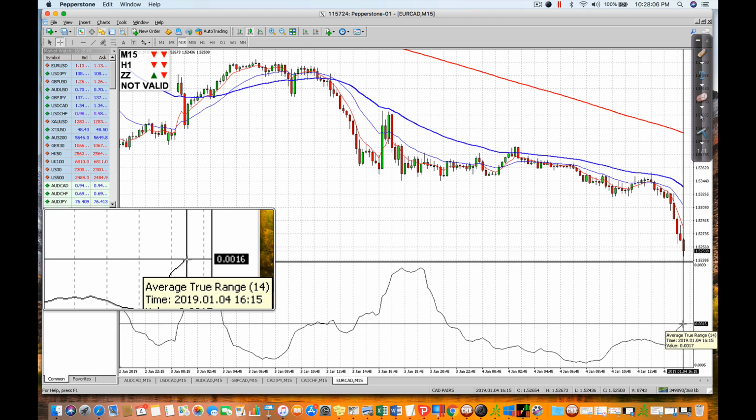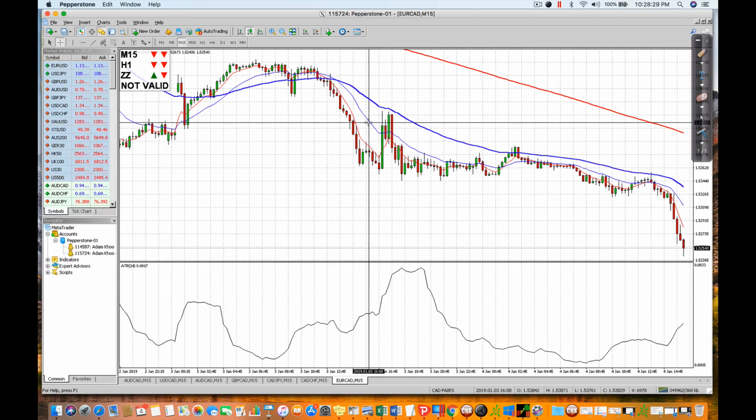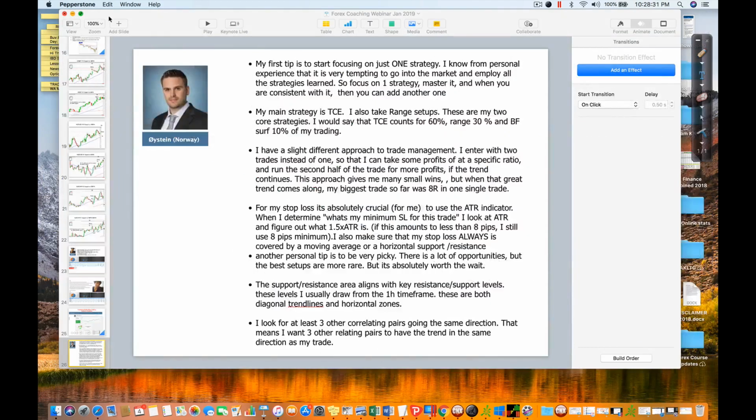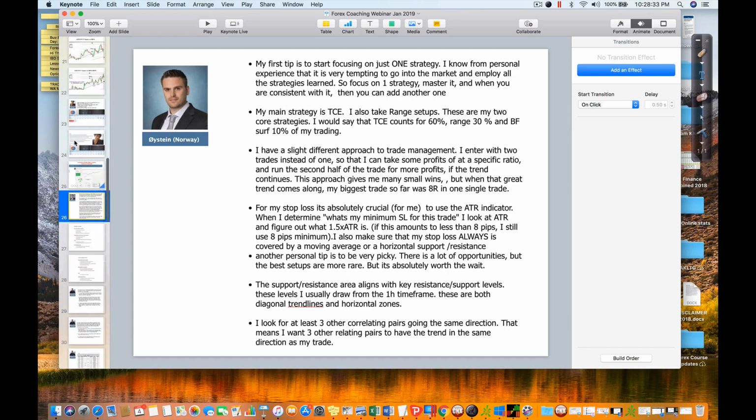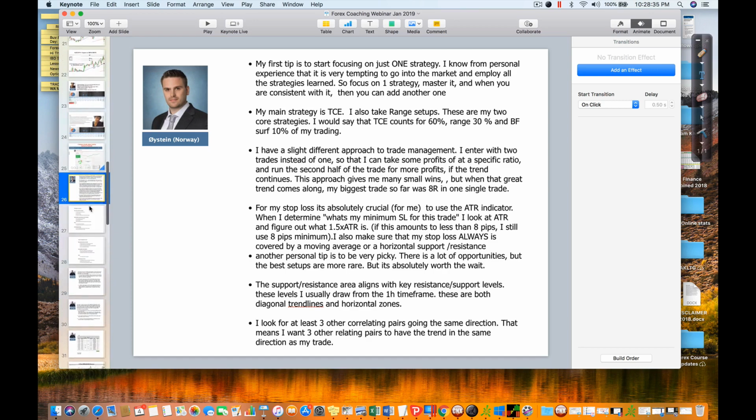So right now for this particular pair, what's the ATR? 16 pips. So for Einstein, he'll take 16 multiplied by 1.5. What's that? That's 16 times 1.5. So he makes sure that the stop loss is at least 24 pips. So that's what he does. I mean, there's nothing wrong. You can do that as well, right? It's a more scientific way of doing it.